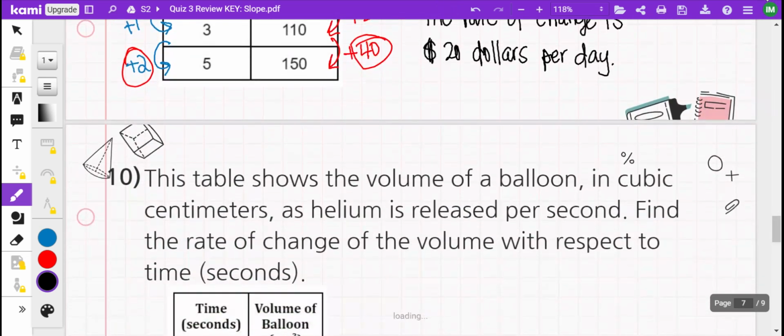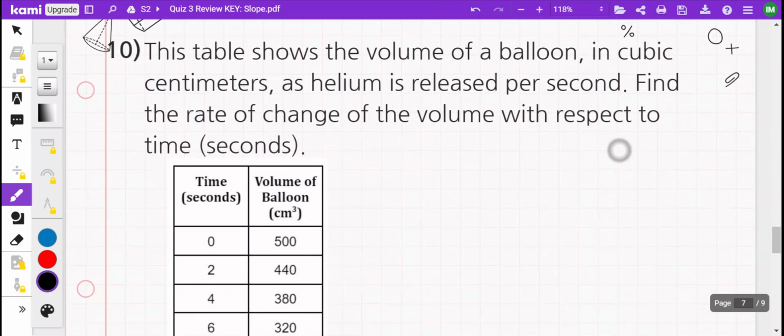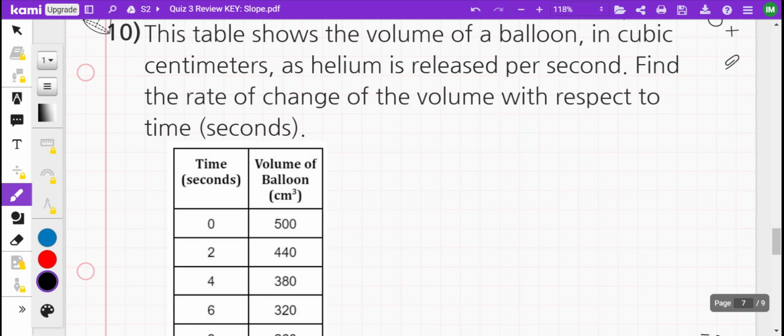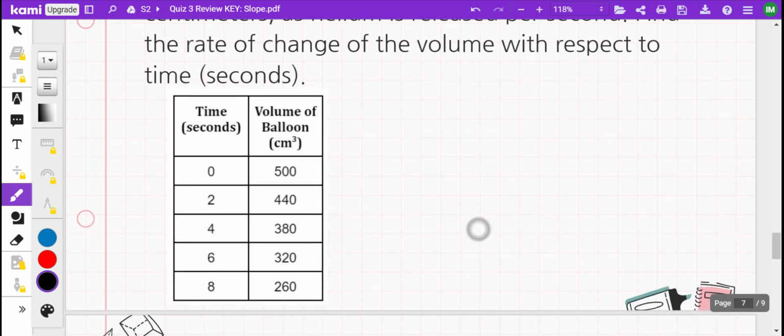Moving on to number 10. Number 10 is very similar, but now we're looking at the volume of a balloon. This table shows the volume of a balloon in cubic centimeters as helium is released per second. Find the rate of change of the volume with respect to time. Okay, so we're doing the same thing, finding the rate of change.